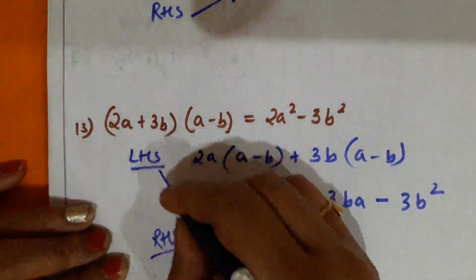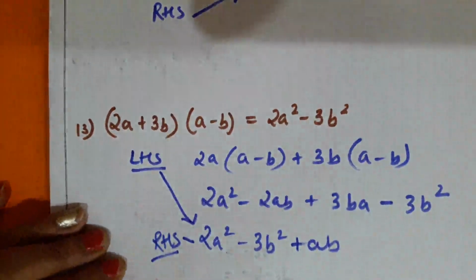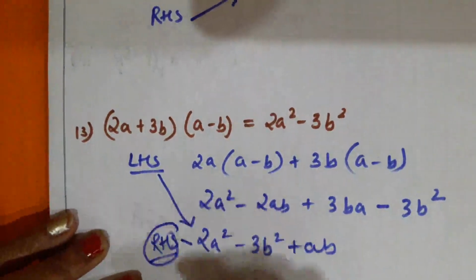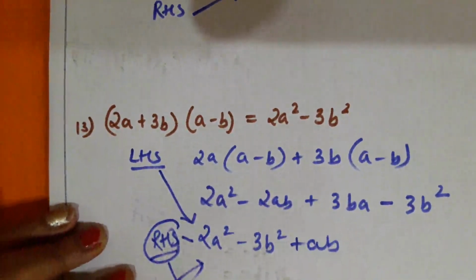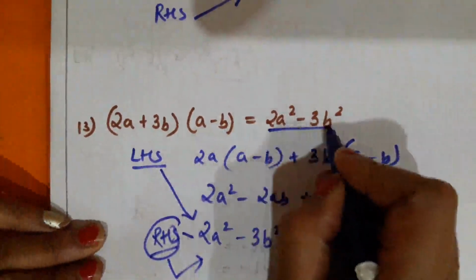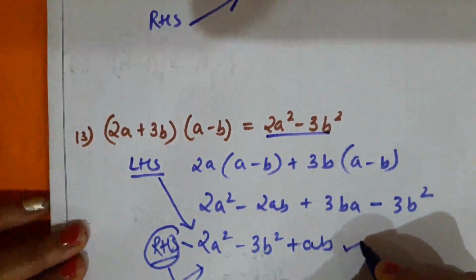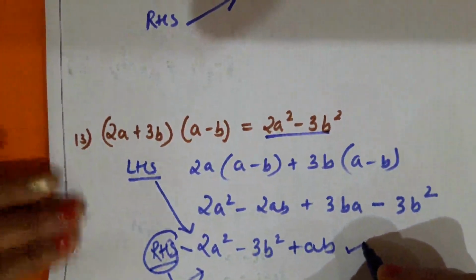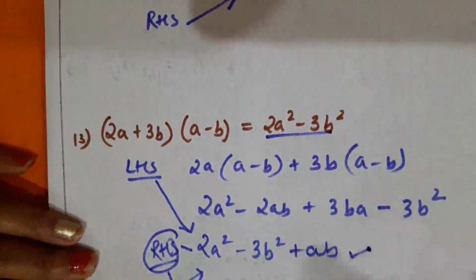Okay, this is the answer of the leftmost side after solving that, but in the rightmost side also we want this only. So instead of this we want this answer. So this is the correction in this particular question. Let's move to the next part.